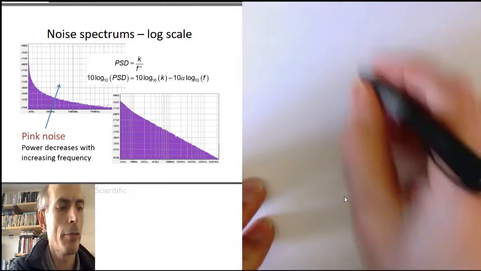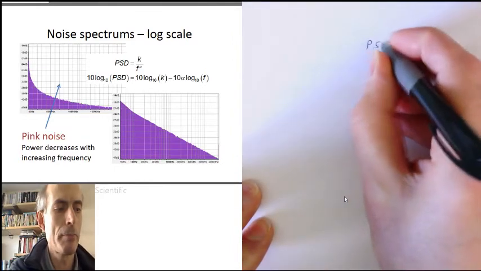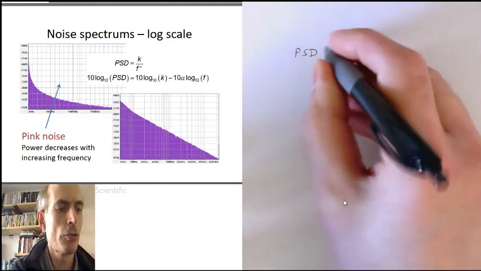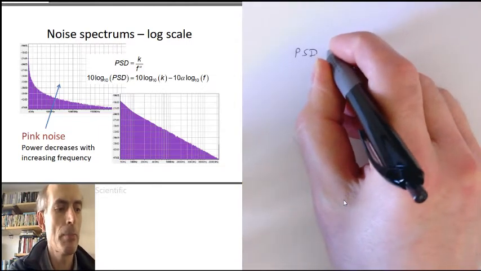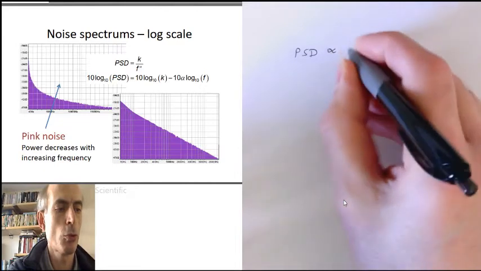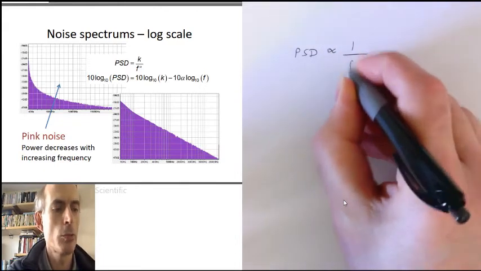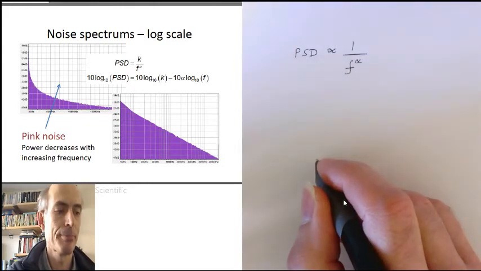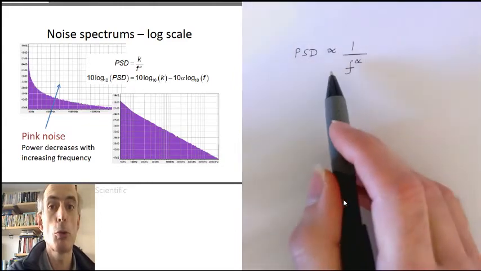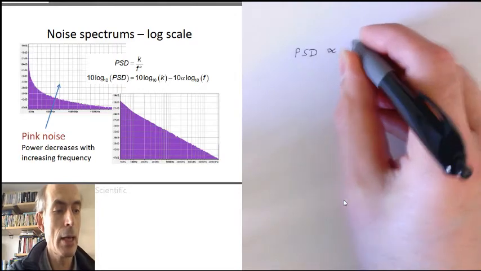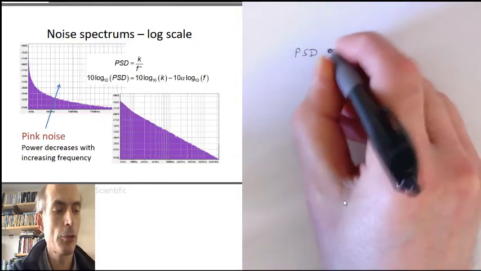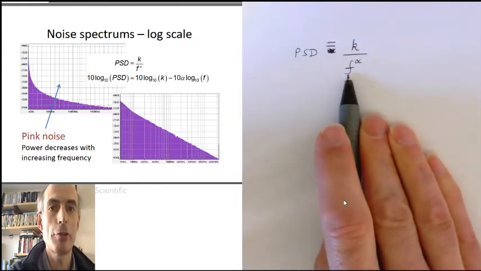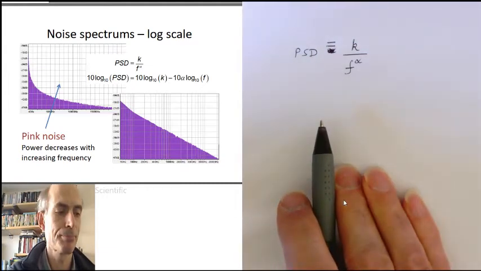Consider if the power spectral density, that's the amount of power in 1 Hertz of the noise, was related to the frequency in such a way that it was proportional to 1 over the frequency to the power of a constant, which I'll call alpha. If I write the constant of proportionality as k, that just becomes the power spectral density is equal to k divided by f, the frequency, to the power of alpha.